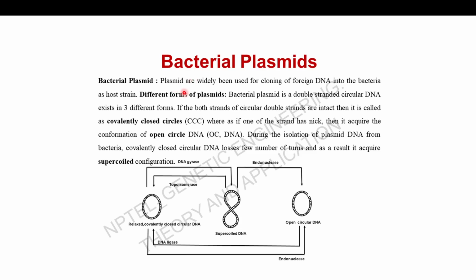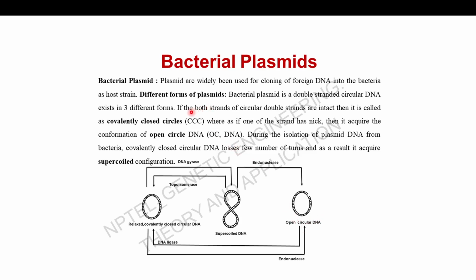Okay, now if we talk about the different types of plasmids, plasmids are basically double stranded circular DNA, and that is the genetic material in bacterial cells, right? So if we talk about the different forms of plasmids, a bacterial plasmid is a double stranded circular DNA which can exist in predominantly three forms. One is supercoiled DNA, one is covalently closed circular DNA, and one is open circular DNA.